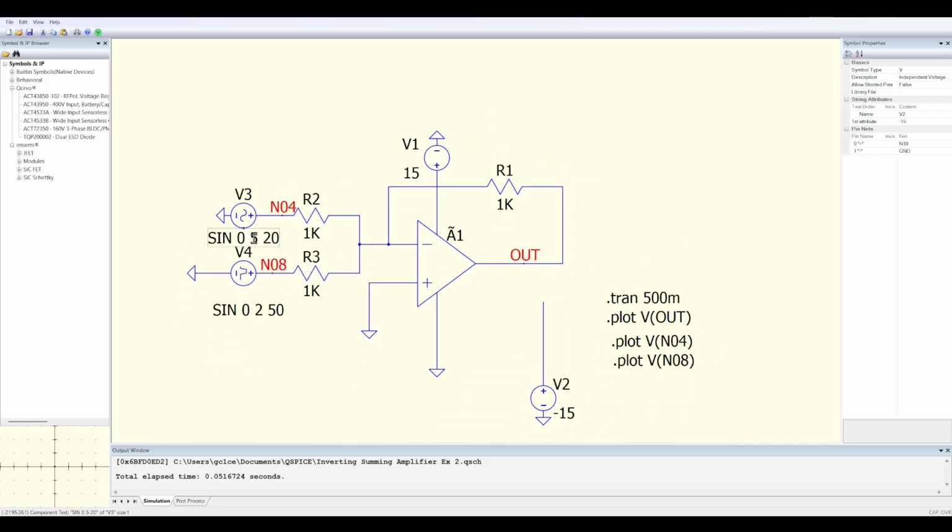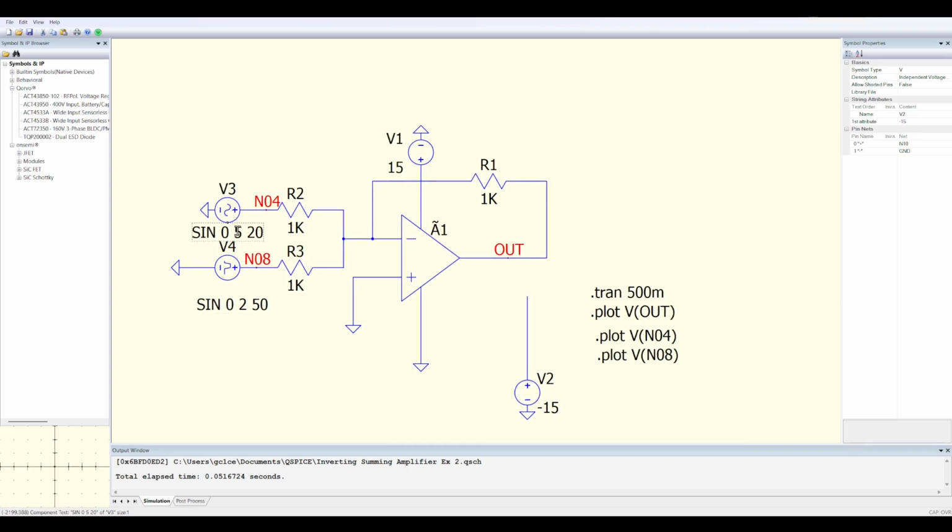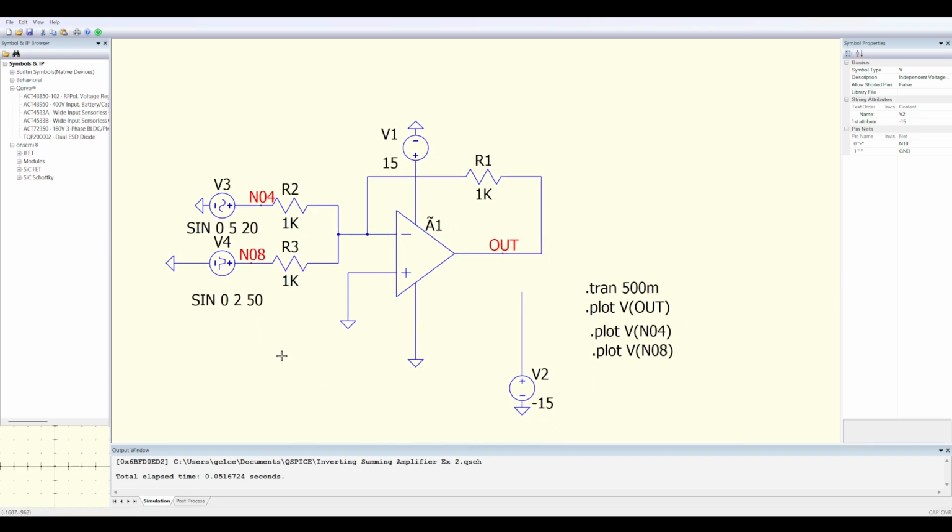We've got inputs of a sine wave, amplitude of 5 volts and 20 hertz, and then we've got another sine wave, an amplitude of 2 and 50 hertz. So we've got both different voltages and different frequencies. So let's take a look at how this runs.